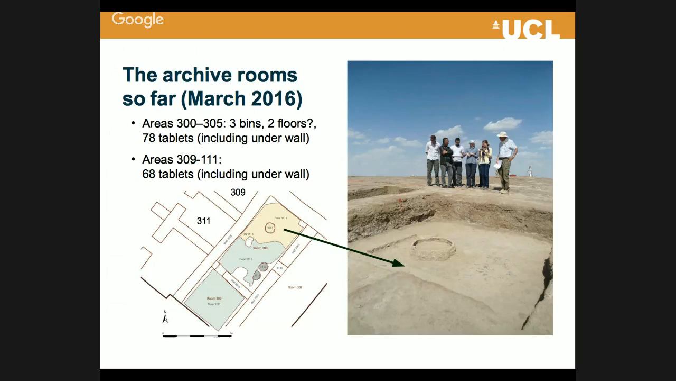Ignore the cross walls going up that way. They're later. We now know as of March, because we're finding tablets under the walls, that we've got 2 long rooms.